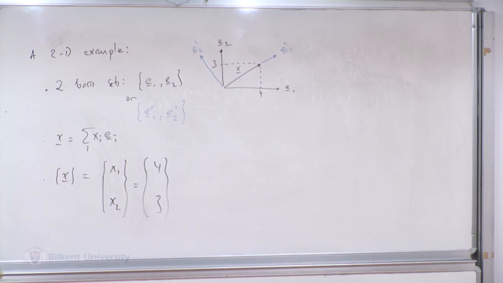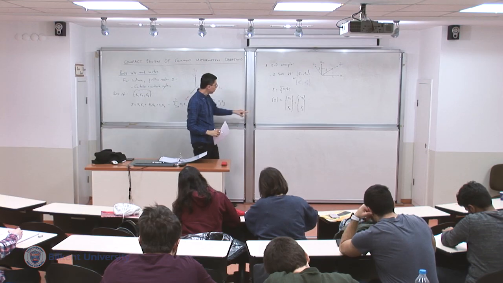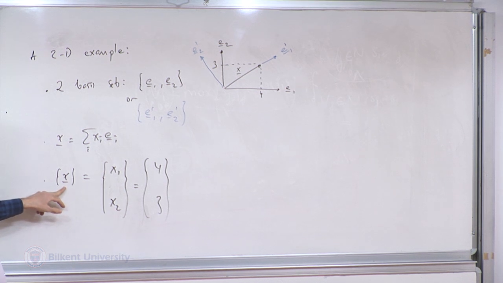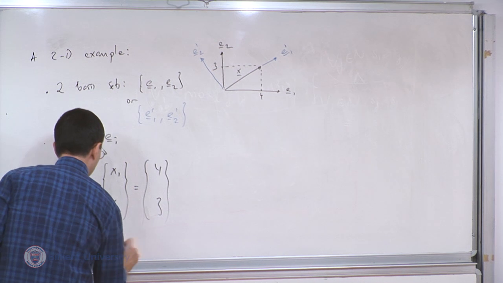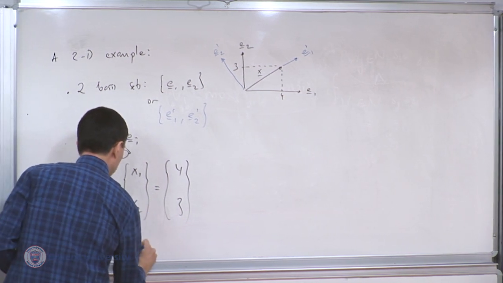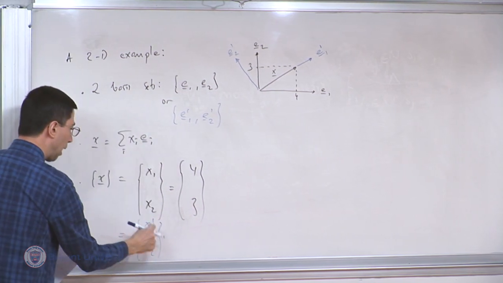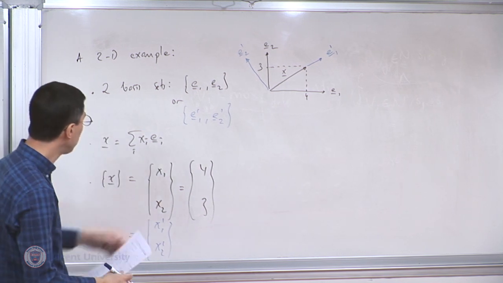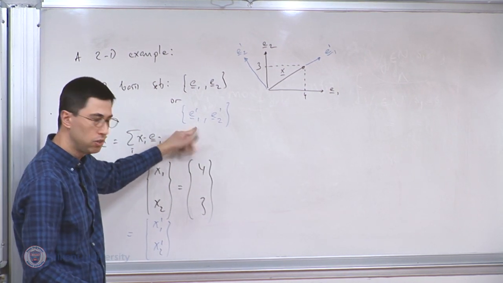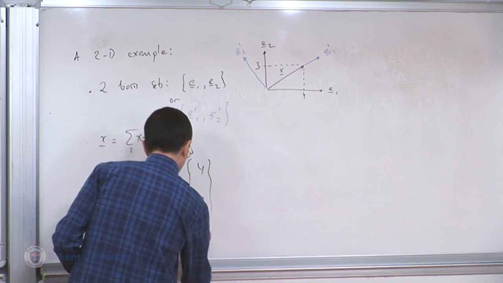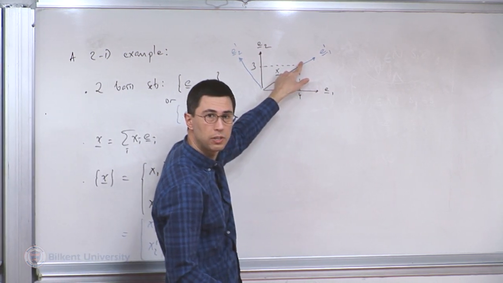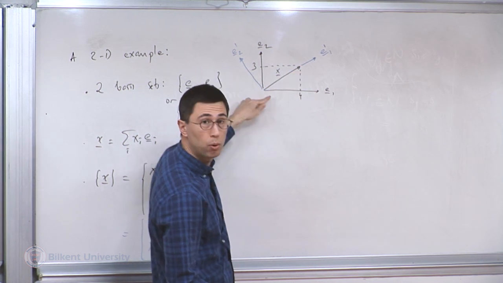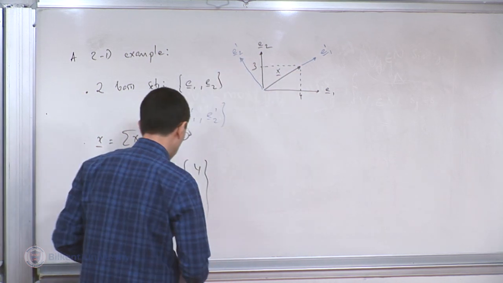So now I can go ahead and express the same vector with respect to this new basis set. So I could write that x is equal to x1 prime, x2 prime. So the primed components indicate that I'm referring to the new basis, the other basis. And now the components are, right, it's 5 along the one direction, and it has no component along the two direction. So it's 5, 0.